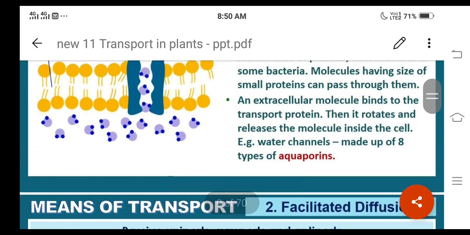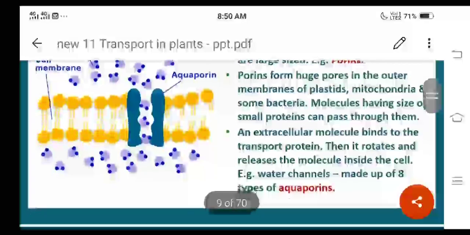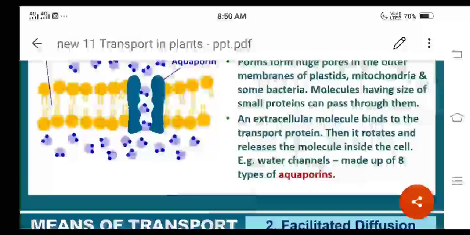This last point is regarding the transport of a molecule, how the transport molecule will transfer from the outer side to the inner side. An extracellular molecule binds to the transport protein, then the transport protein rotates and releases the molecule inside the cell. Example, water channels. Why are we going to call them water channels? They are made up of 8 types of aquaporins, which can transfer water. They are specific for the movement of water, and are called aquaporins, right?